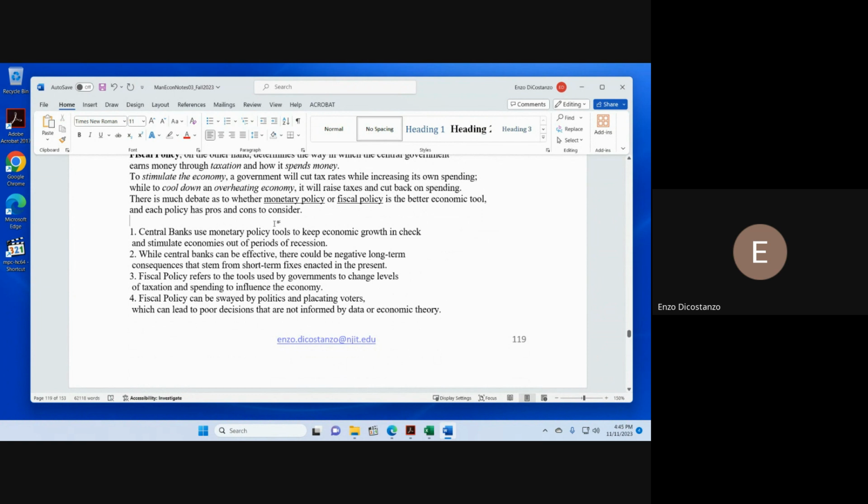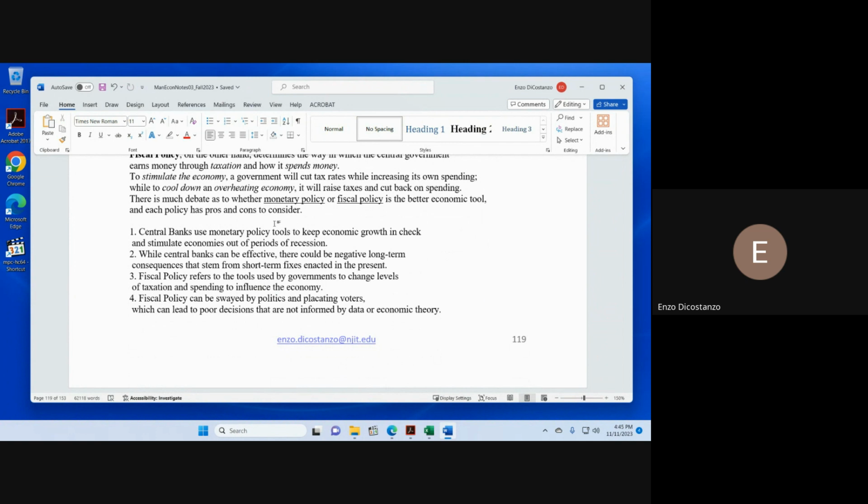Central banks use monetary policy to keep economic growth in check and stimulate economies out of periods of recession. Central banks can be effective, but there could be negative long-term consequences that stem from short-term fixes. Being a short-term solution versus a long-term solution, those are tough objectives to balance sometimes.